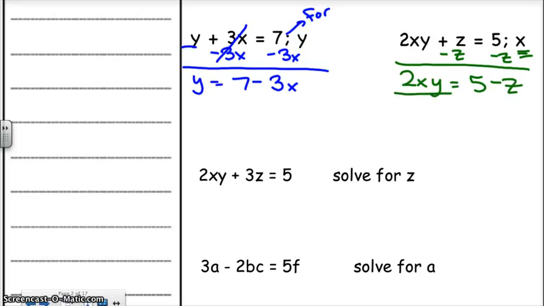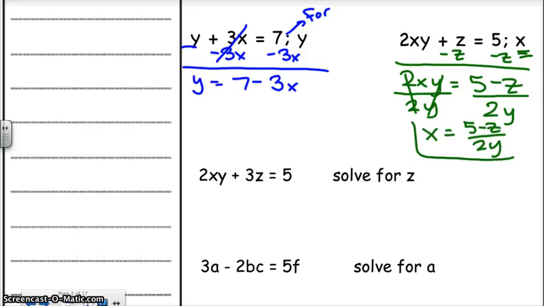Divide through now by 2y, because when numbers are sticking together, that means they're being multiplied. The inverse of multiply is divide. If I divide the left side by 2y, then I need to divide the right side by 2y. I'm left with x is equal to 5 minus z over 2y. Done. Okay?